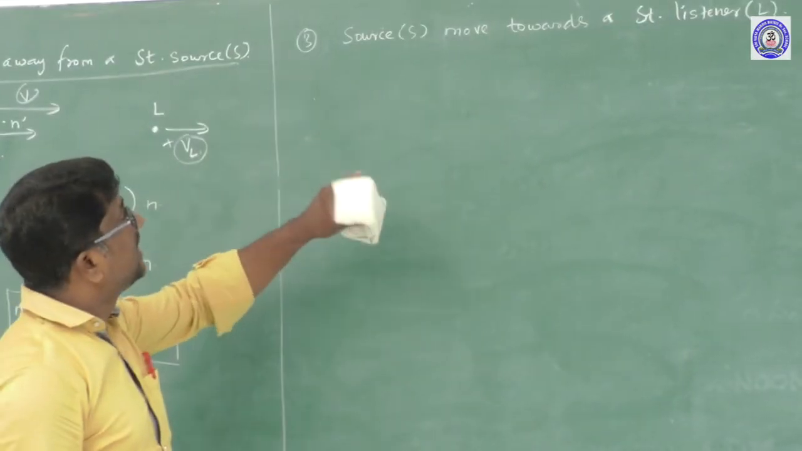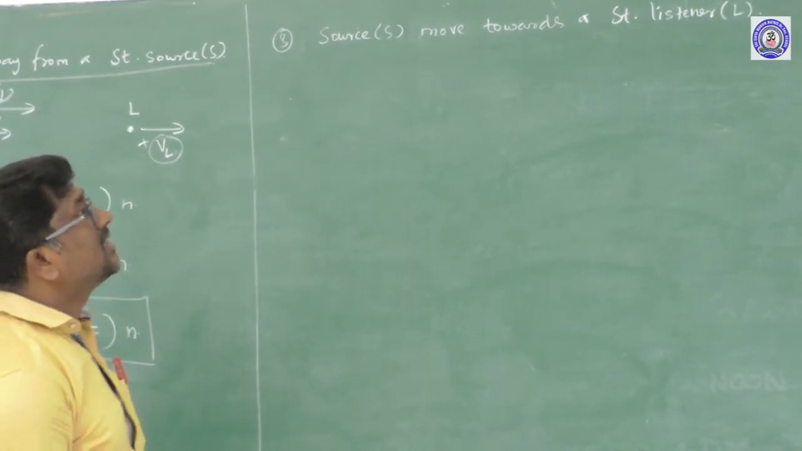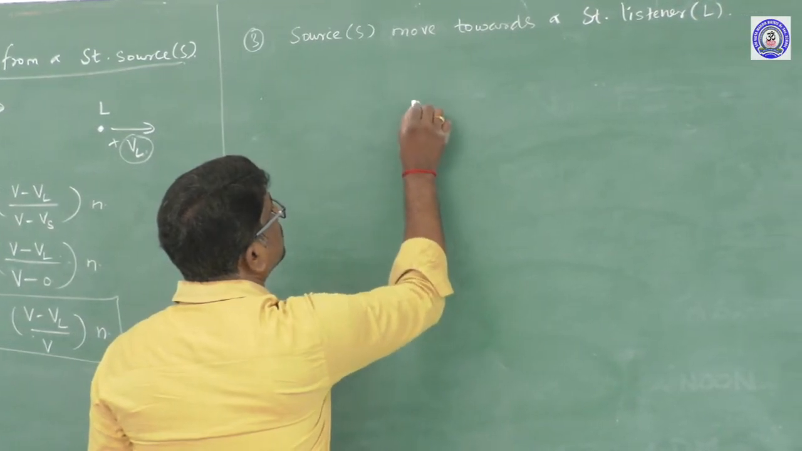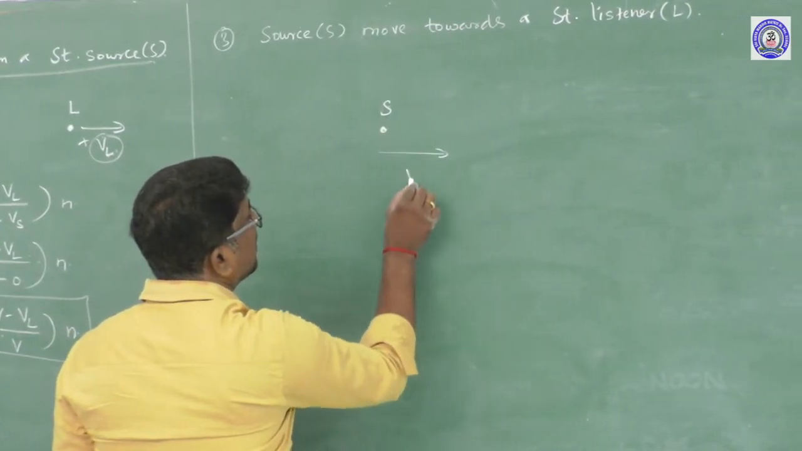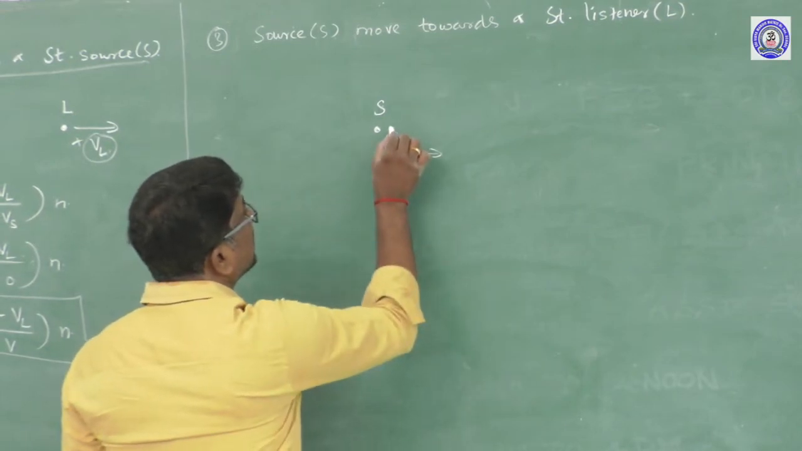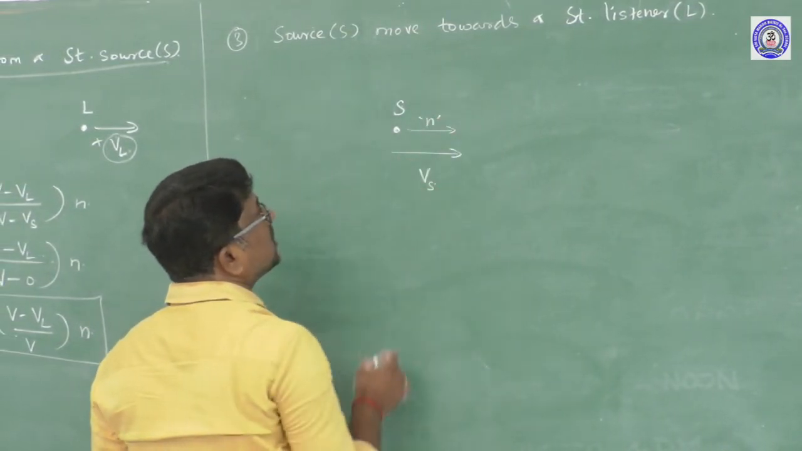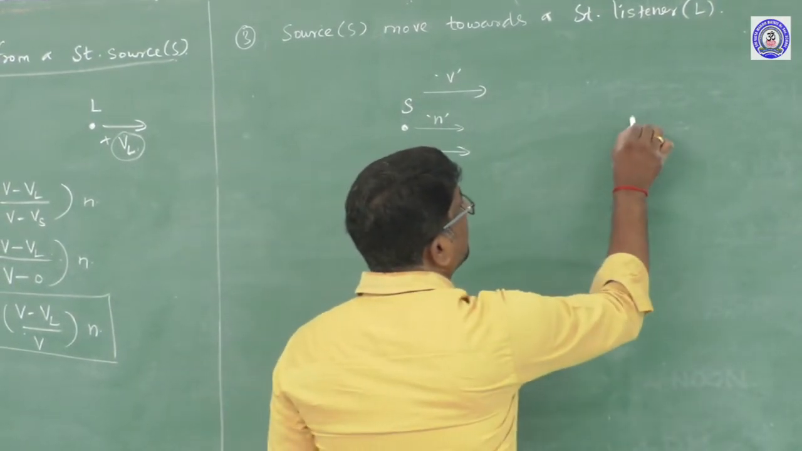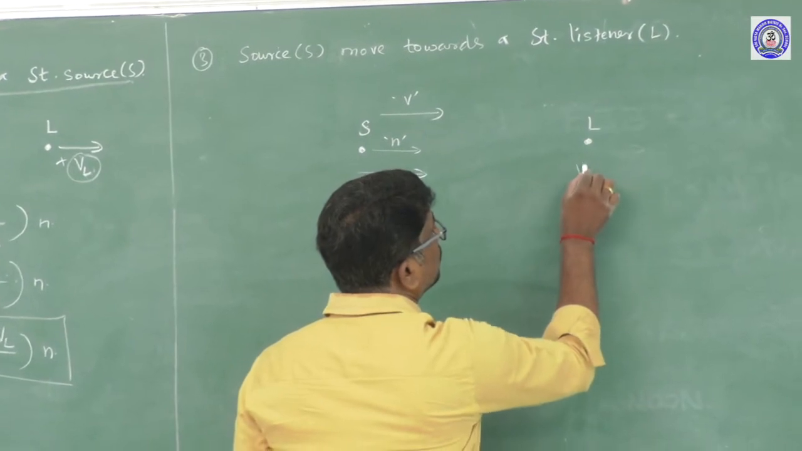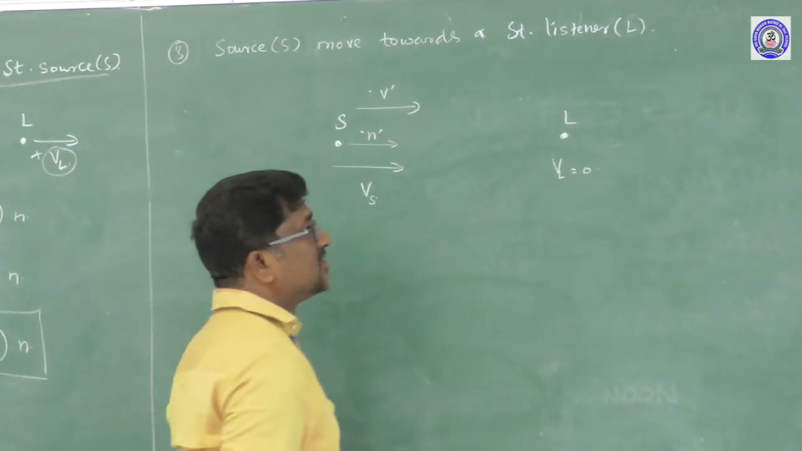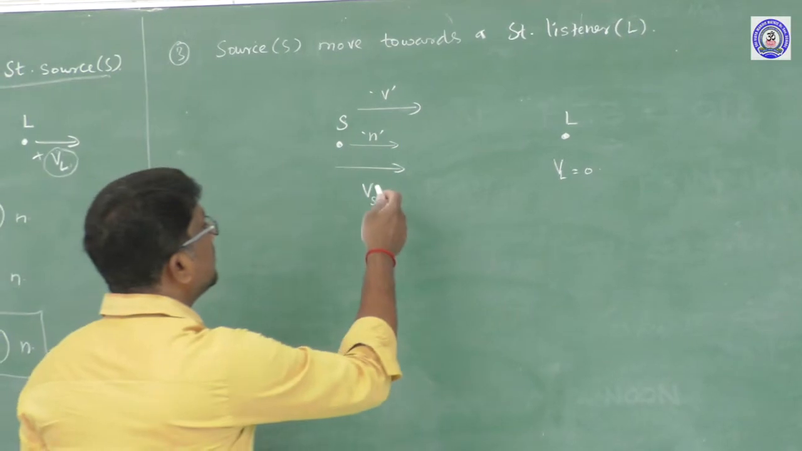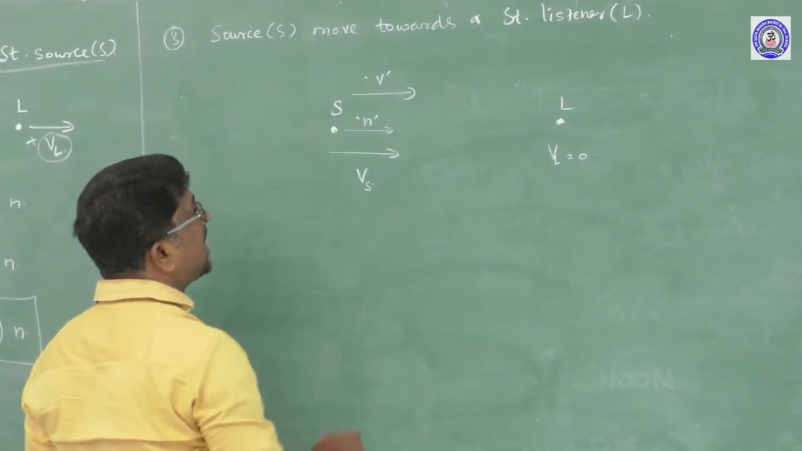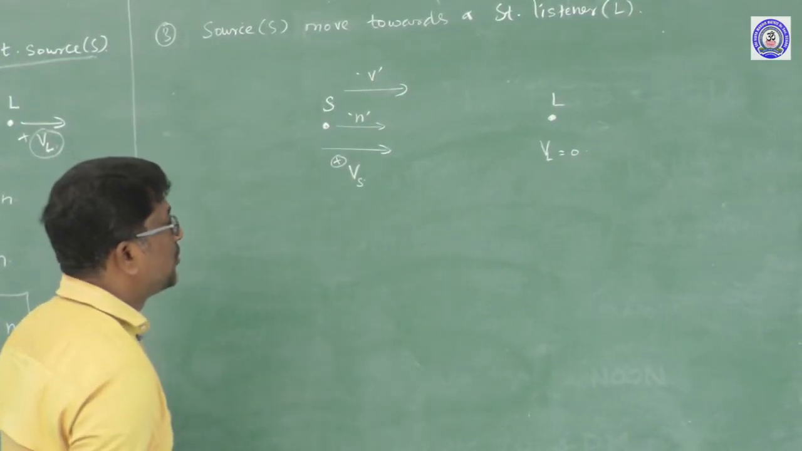In the third case, the source is moving towards the stationary listener. The listener is at rest. The source is moving with a velocity of Vs and emits a sound wave of frequency n, and the velocity of the sound wave is V. Here the listener is at rest, so VL is 0. In this case, the velocity of the source and the velocity of sound are in the same direction, so Vs is taken as positive.